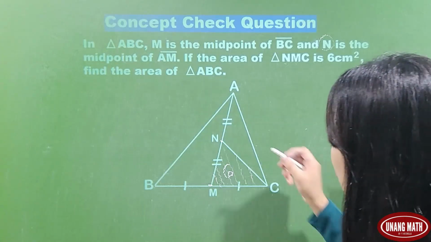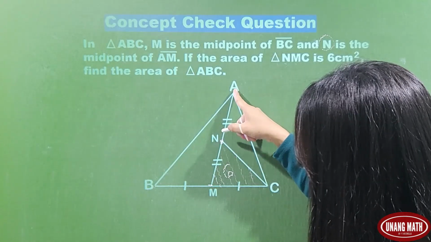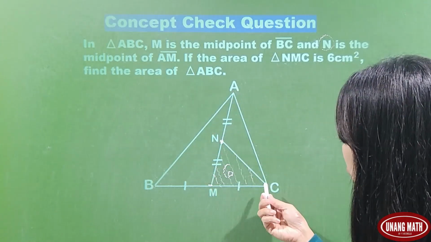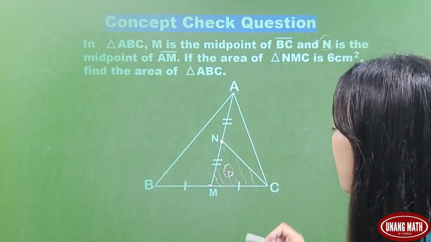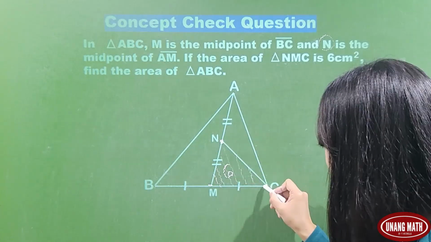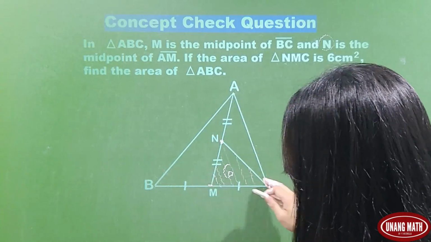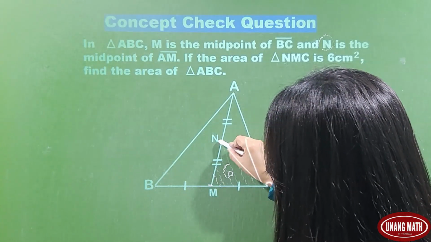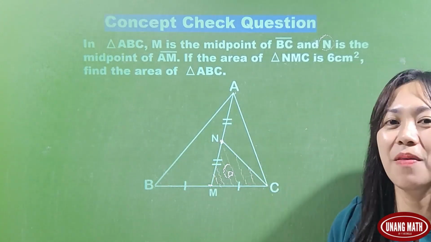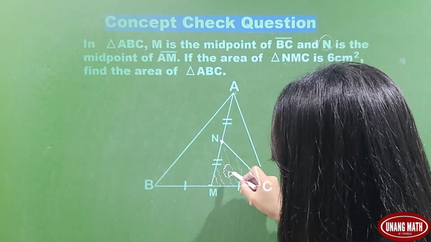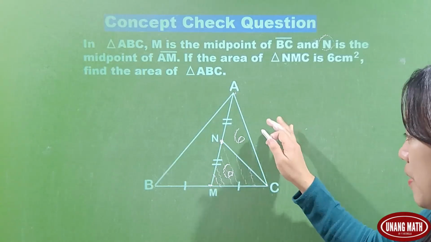Analyzing this figure, since point N is the midpoint of segment AM, for this triangle AMC, from this vertex to this midpoint, segment CN is a median for triangle AMC. So triangle NMC and triangle ANC have the same area. If this is 6 square centimeters, then this is also 6 square centimeters.